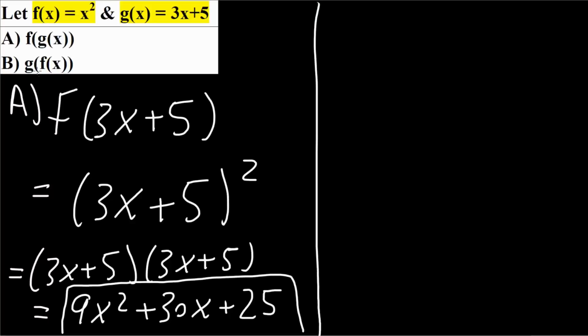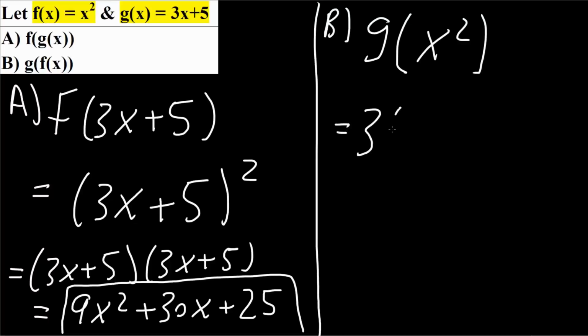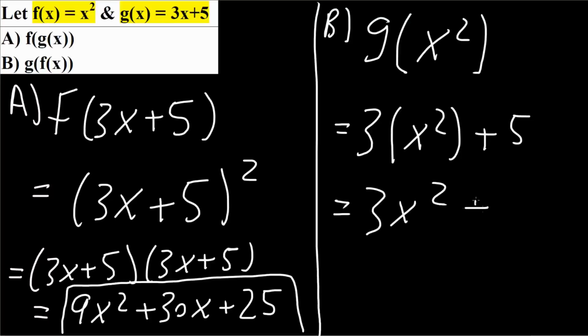And now we'll do part B, g parentheses f of x. So almost the same. So now we say g parentheses, instead of saying f of x, we say x squared. So we say g parentheses x squared. And now we go back to our g equation. So g parentheses x is equal to 3x plus 5. But we have x squared, so we replace x with x squared. So this is equal to 3 parentheses x squared plus 5, which is equal to 3x squared plus 5. And we simply box in this answer.